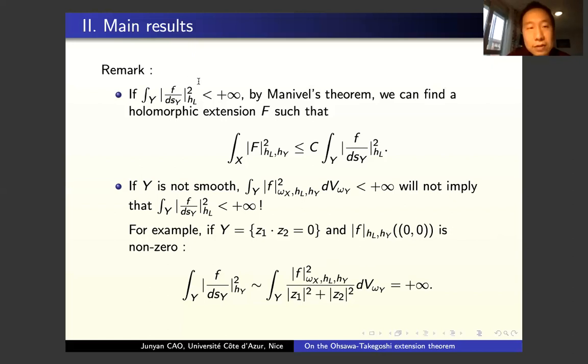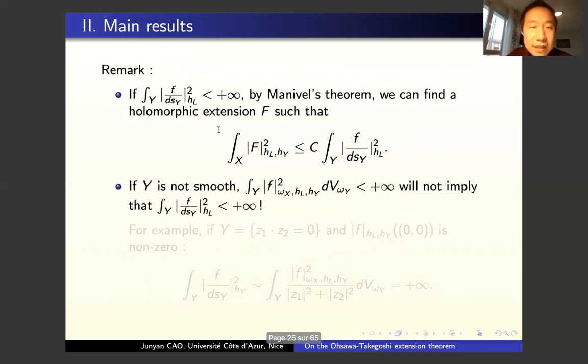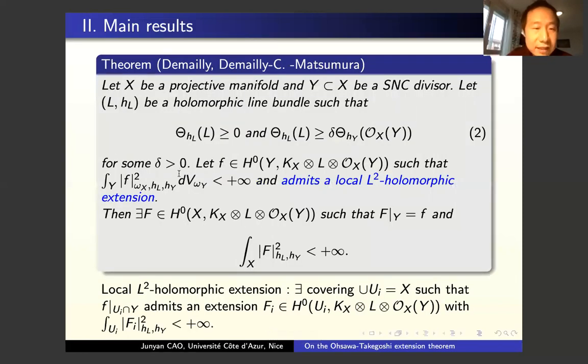So therefore that explains that this condition is in fact very restrictive for applications. Now I would also like to explain a result of Ohsawa, who tells us that if we want to find an effective estimate for the extension, this L2 condition is not sufficient.